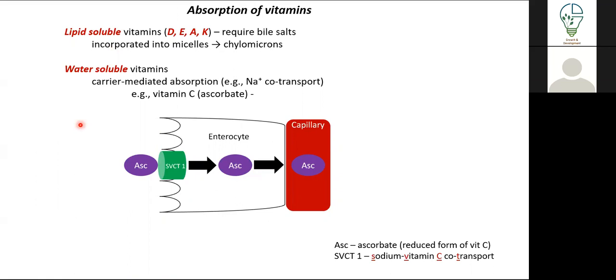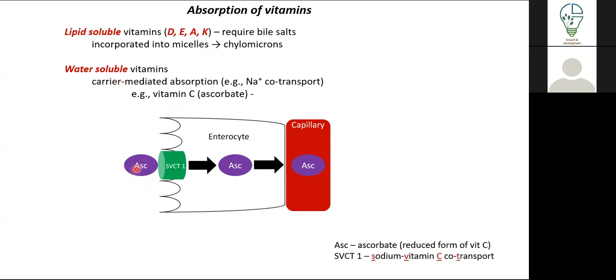Water soluble vitamins need their carrier mediated absorption. So they need their specific carriers, and usually they are sodium co-transporters. So for example, vitamin C. You already took the vitamin lecture, right? From Mall. I think this week it is. Yeah, you took it. So you know which is lipid soluble and what is water soluble. The lipid soluble are the DEAK, and the water soluble are the B and C.